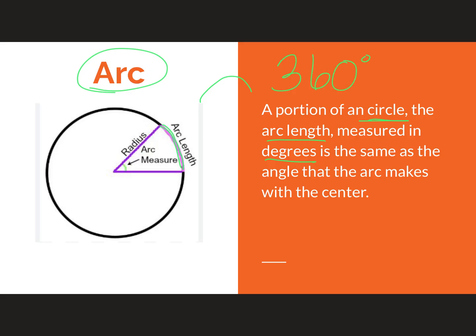And arc length is the same as the angle that makes the arc with the center. So if we have our arc here, the two radii that come down to the center, if you measure the angle between them, that measure will be the same as the length of that arc. So if that is 30 degrees, then this will also be 30 degrees.